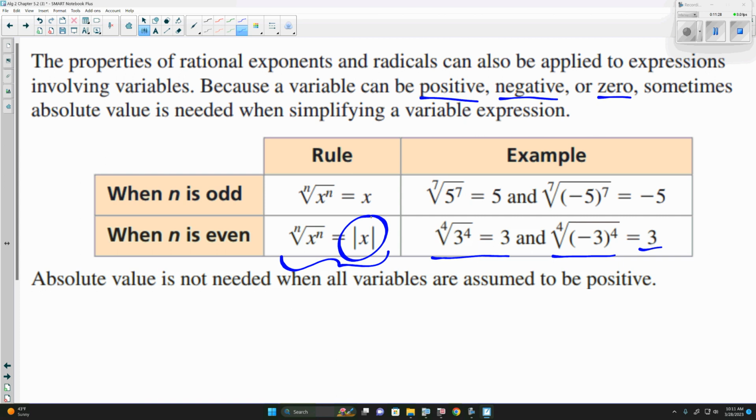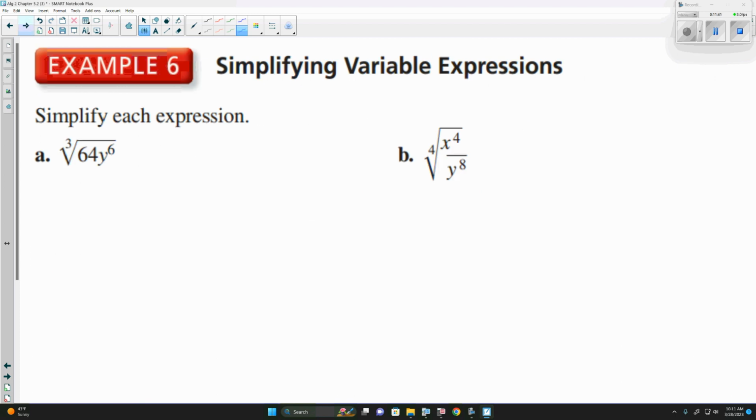Odd roots, it doesn't matter, because the seventh root of 5 to the 7 is 5. The seventh root of negative 5 to the 7th is negative 5. So we don't need it. It's just for if the root and the power are even.